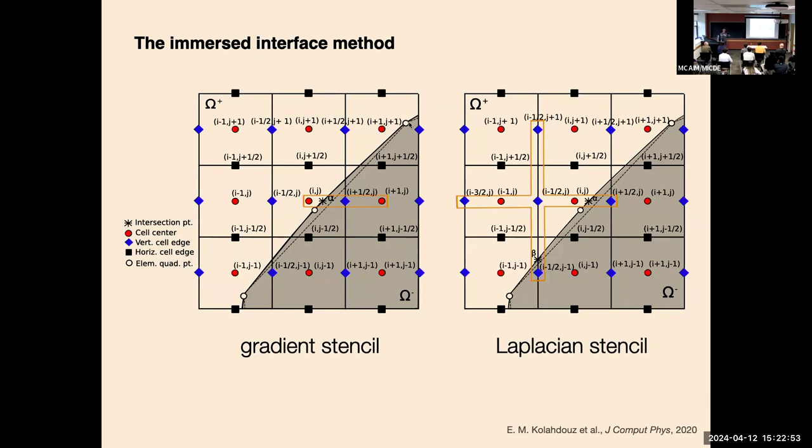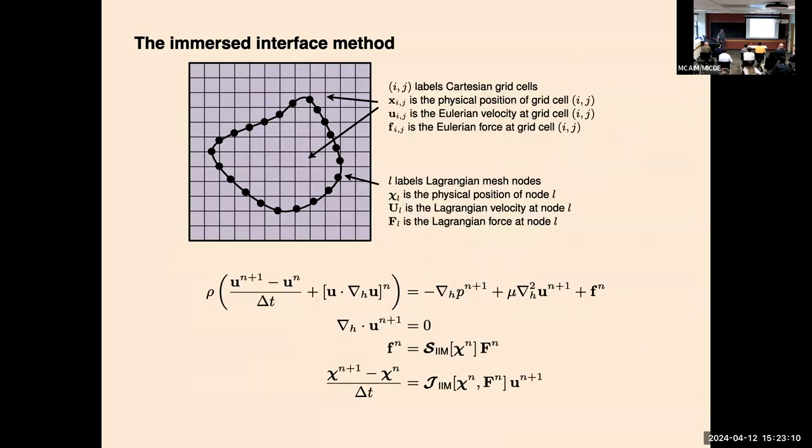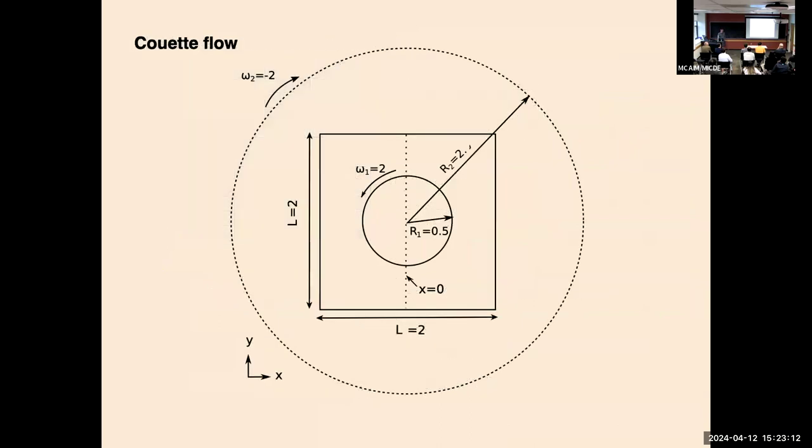And I'm not going to get into this, but some of the difficulties in using these methods in practice come from the fact that now you've got a C0 but not C1 discretization of your interface, and bad things can happen at corners. I'm going to show you examples where bad things don't happen at corners. But okay, so a couple of test cases. I might zoom through these because I'm going a little bit more slowly than I was expecting.